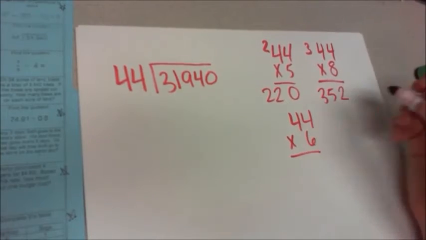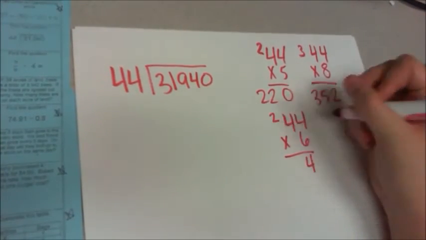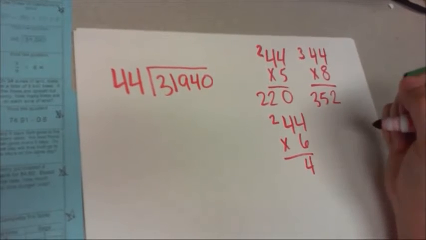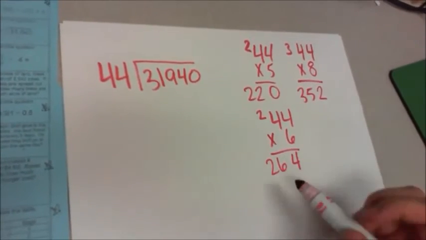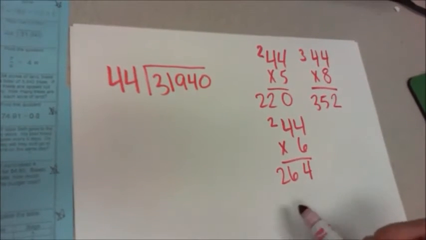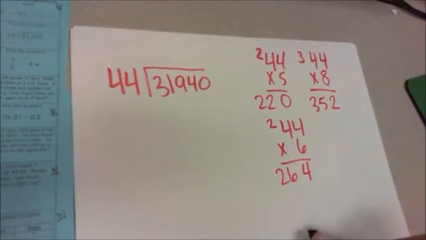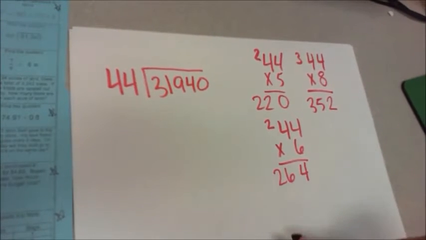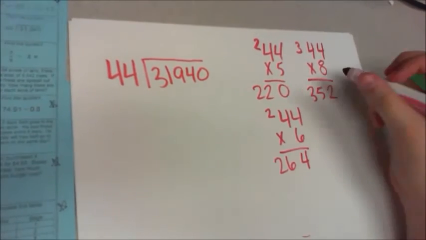I'll try 6. 6 times 4 is 24, carry the 2. 6 times 4 is 24, plus 2 is 26. Thinking about it in my head, if I were to add 44 more, 4 plus 4 is 8, 6 plus 4 is 10, carry the 1, 2 plus 1 is 3, so I would have 308, which is closer.